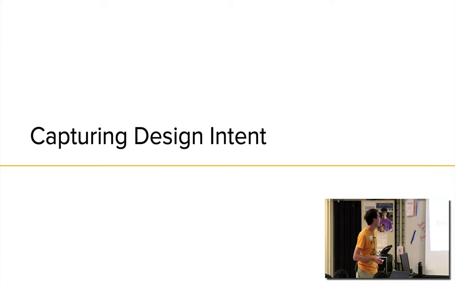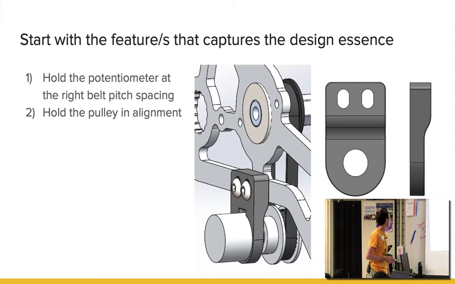First of all, I'll start off with capturing design intent. What does this mean? When you're designing a part, it's designed to serve a certain function, and that function should be represented in how you go about building out the part. Here's an example. We've got this black piece right here. It's a 3D printed part, I guess from our 2018 arm gearbox. It's basically holding a potentiometer here.